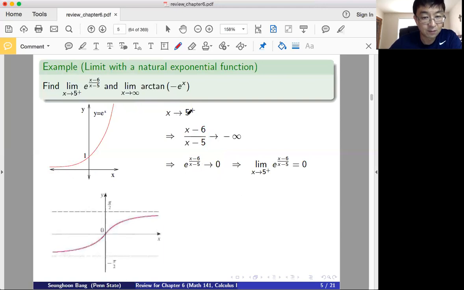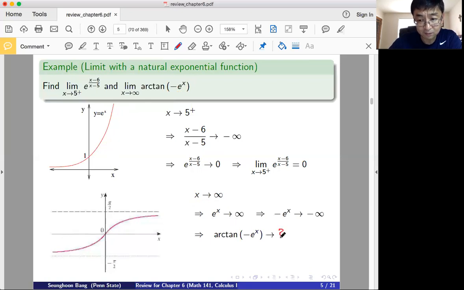Same, step by step. As the x value approaches infinity, what happens to e to the x? Here, the x value approaches positive infinity. The exponential function is going up to positive infinity. Negative e to the x takes a negative sign, so minus infinity. So what is arctangent of minus e to the x?